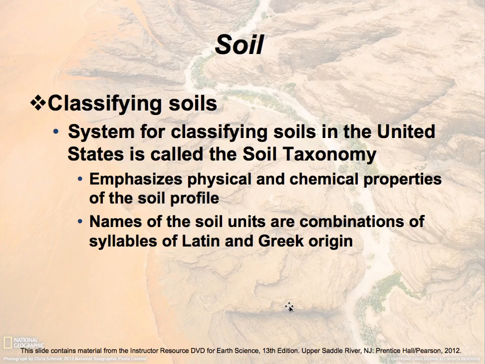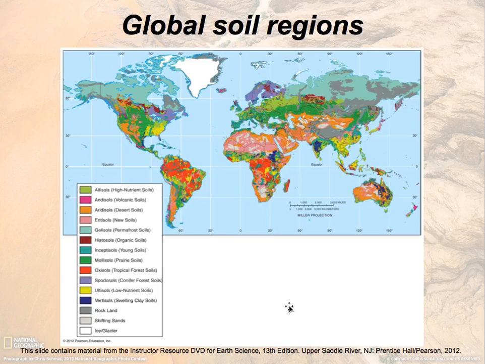Classifying soil, as we've said before, is called soil taxonomy. It emphasizes, or is based on, physical and chemical properties of the soil profile. This is a map of different generalized regions of soil around the world.